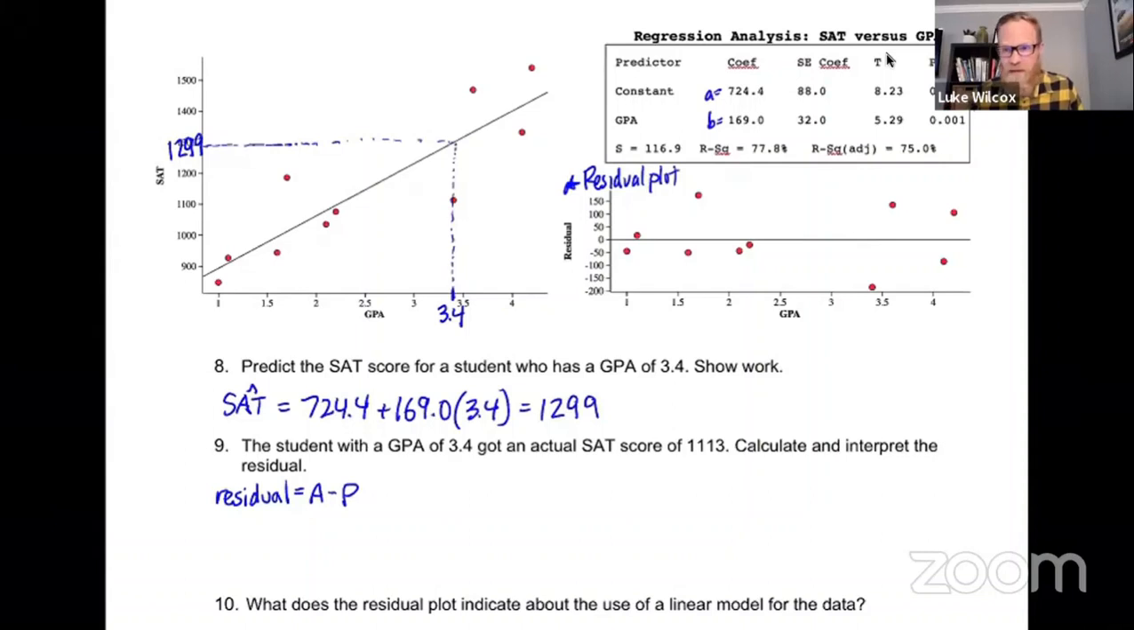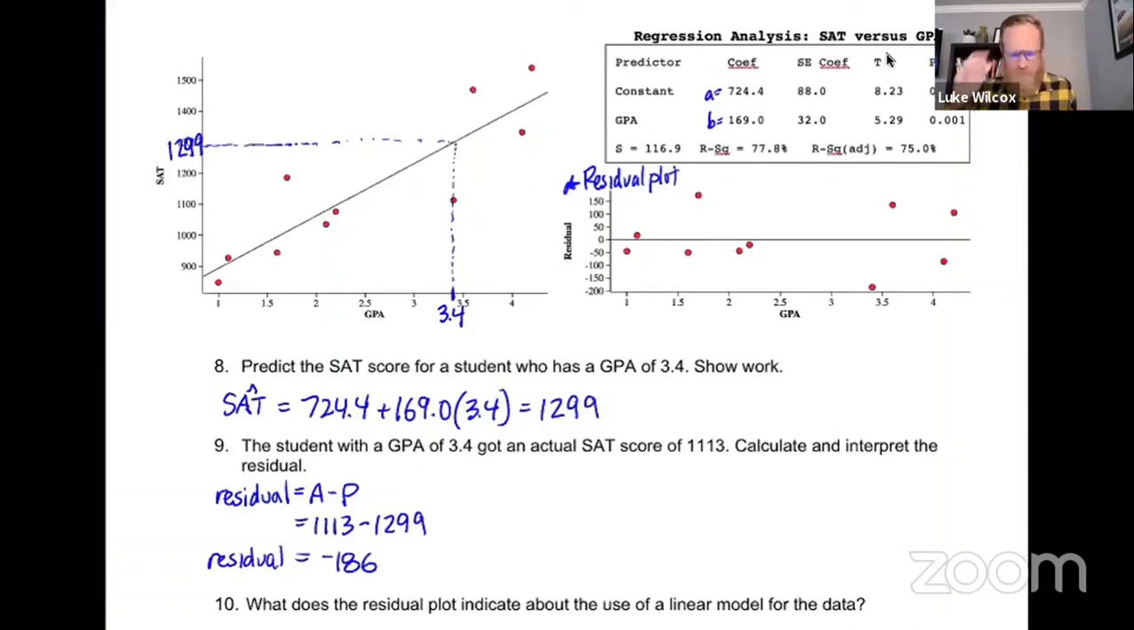A, P, right? You're sitting in an AP statistics class. That should come natural to you. Actual value minus the predicted value. So for us, the actual SAT score for this student was 1113. The predicted SAT score, well, we said we thought it was going to be 1299. And so that means that we're going to get a residual of negative 186.